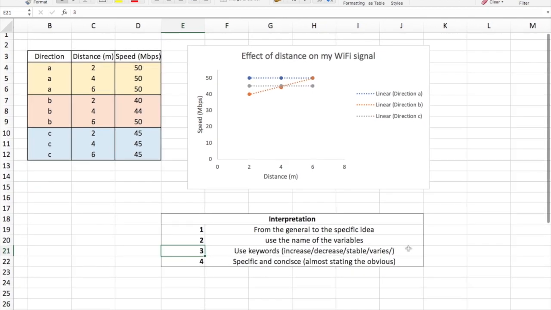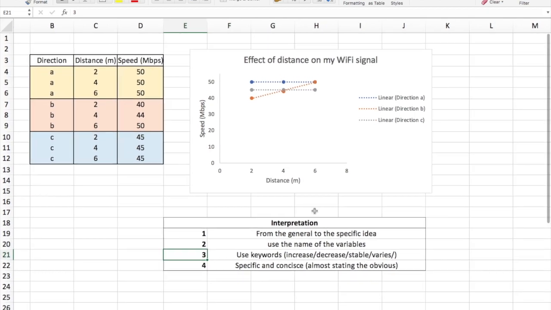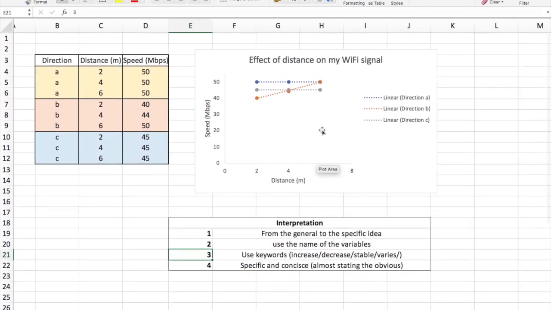Clearly, these last two words are not that common because you only have 3 data points, but if you had 10 and all of them were different, then you could use "it varies." If all of them are the same, you can say it's stable or it's the same. But it is important that you try to give it a direction. So these ones don't have an effect. And then you can talk about the one that is different. Okay, this one actually is increasing.